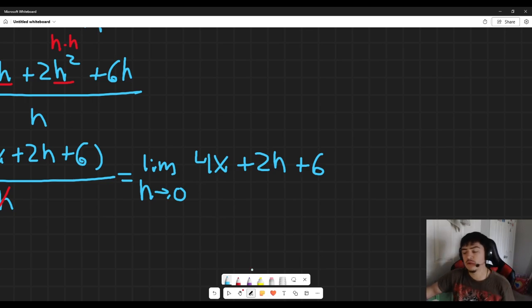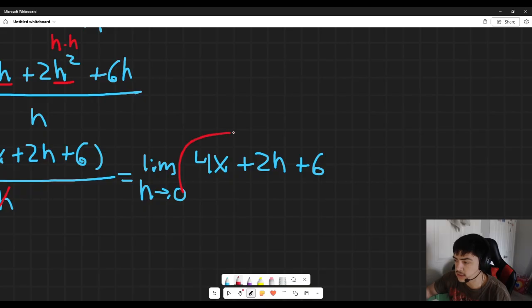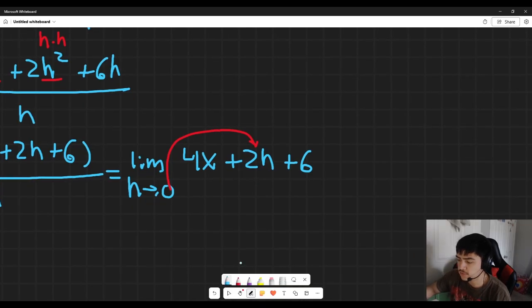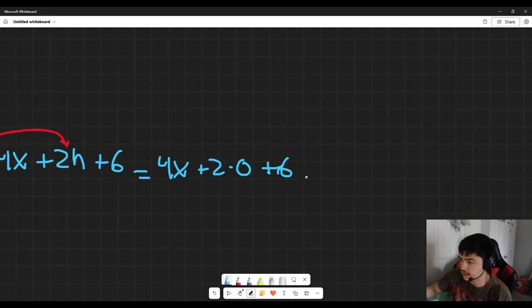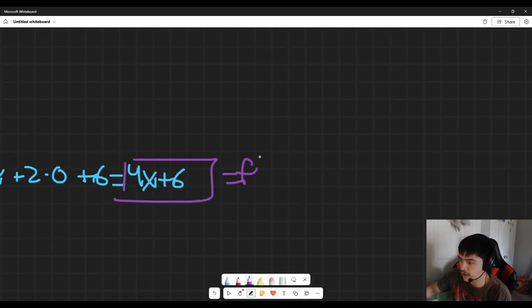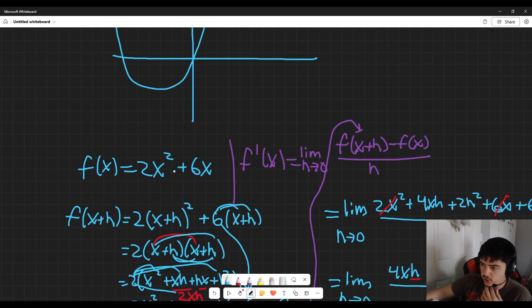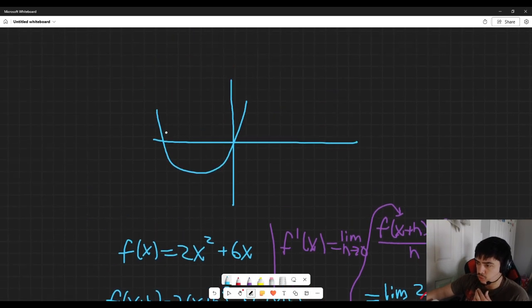Meaning now we can apply direct substitution. So plugging in 0 for all the h's, we only have one h. So we should just get 4x plus 2 times 0 plus 6, which is just 4x plus 6. And this is our answer. Boom. This is our f prime. So if we were to draw this function really quickly, it would look something like this, a parabola.